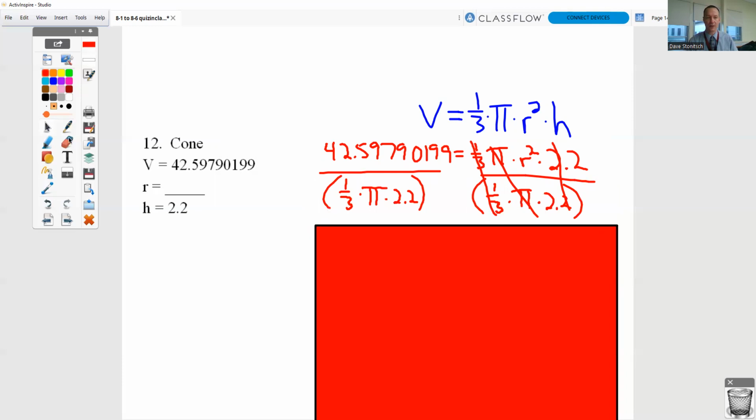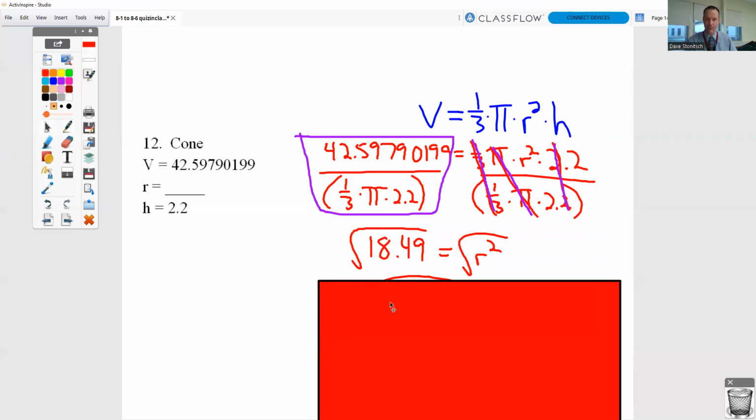So on both sides, we're going to divide by 1/3 so that these cancel out. We're going to divide by pi, so those cancel out. We're going to divide by 2.2, so those cancel out. So remember that bottom part needs parentheses. You're going to type in everything into the calculator. 42 point blah, blah, blah, divided by parentheses, 1 divided by 3 times pi times 2.2. When you divide, you get 18.49. And now be careful because that equals r squared.